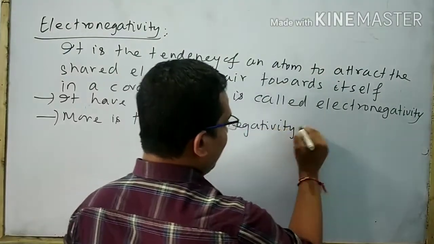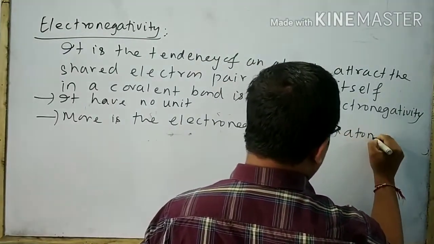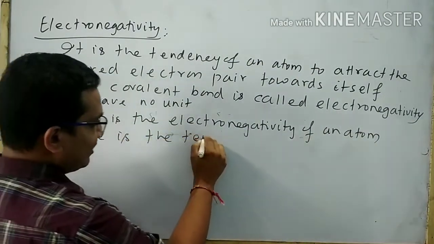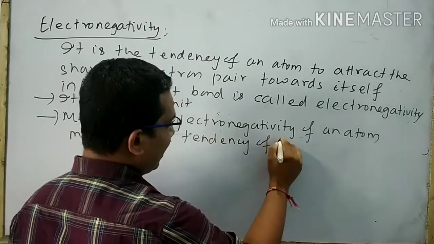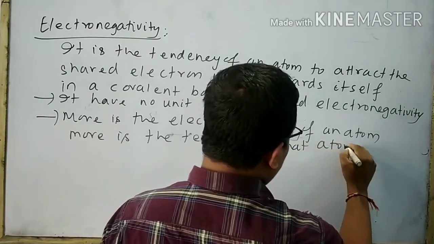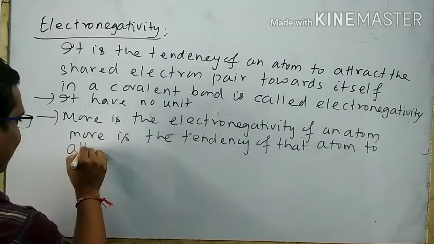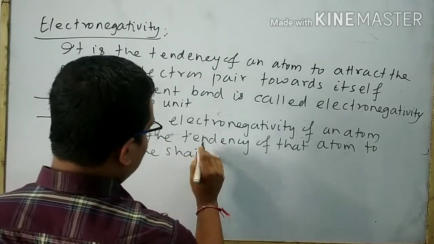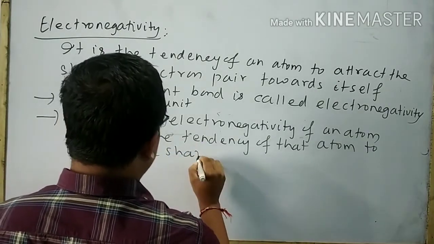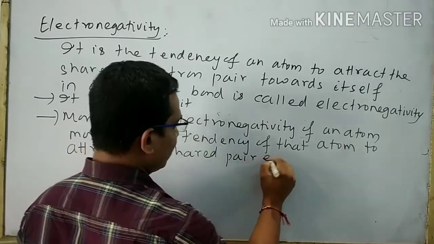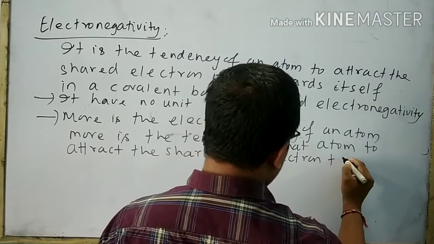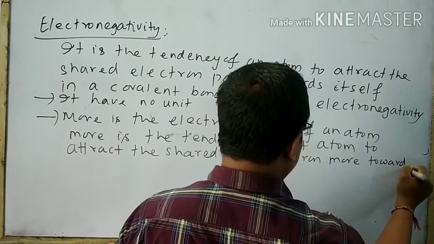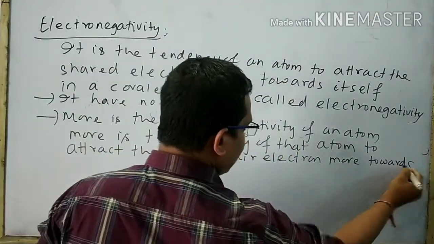The more the electronegativity of an atom, the more is the tendency of that atom to attract the shared pair electron more towards itself.